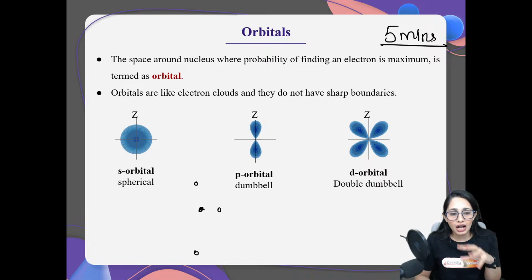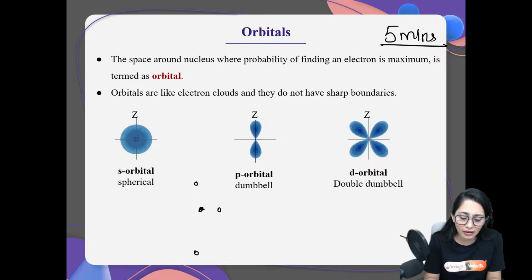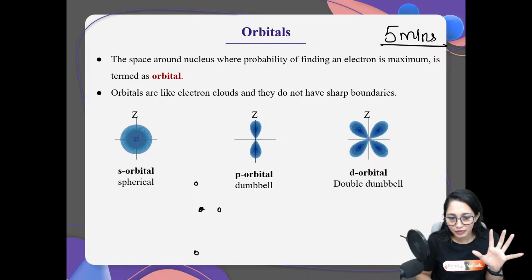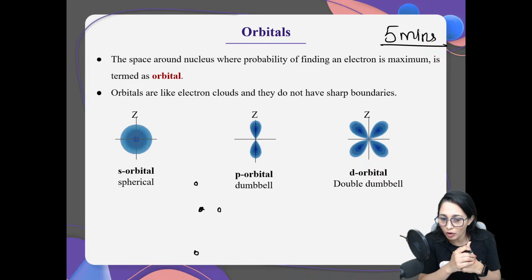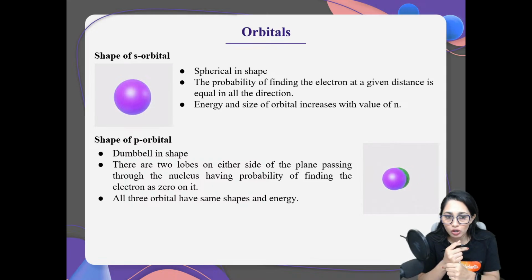So these are nothing but orbitals. Orbitals are like electron clouds, and they do not have sharp boundaries. Okay, so the s orbital is spherical. There are different kinds of orbitals. The p orbital is dumbbell shaped, and the d orbital is double dumbbell shaped. And yes, let's discuss the shape of the s orbital.